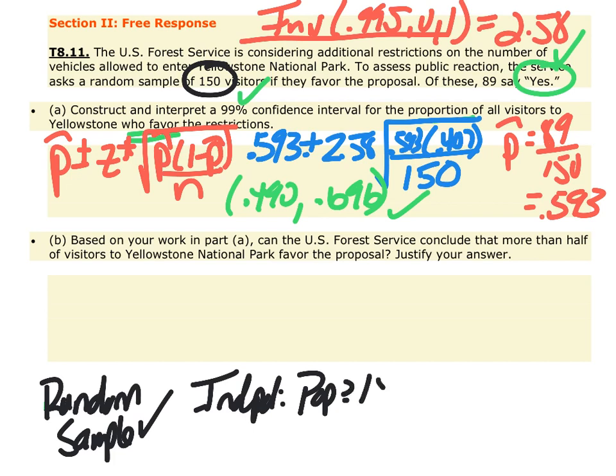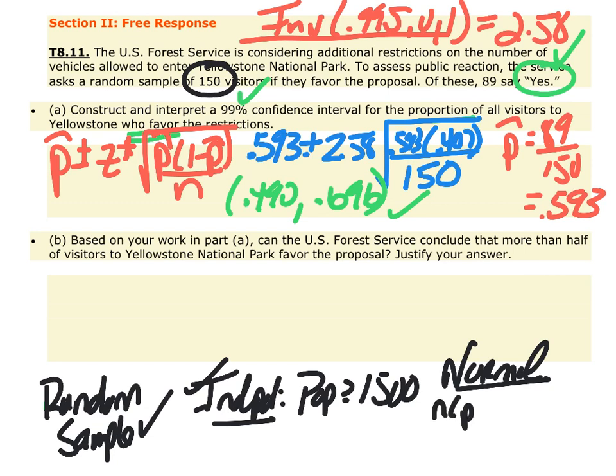So we can assume that there were at least 1,500 visitors at the national park here. So that one is also met. For normalcy in this case, for approximately normal, I should say, remember we're going to do n times p hat and also do n times 1 minus p hat. We're looking that it's going to be greater than or equal to 10.